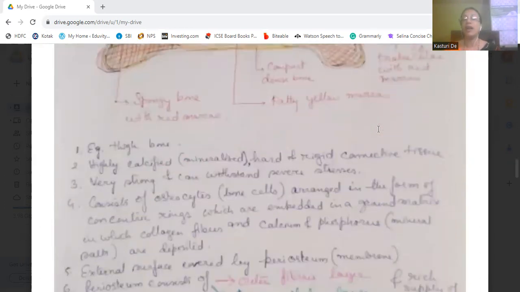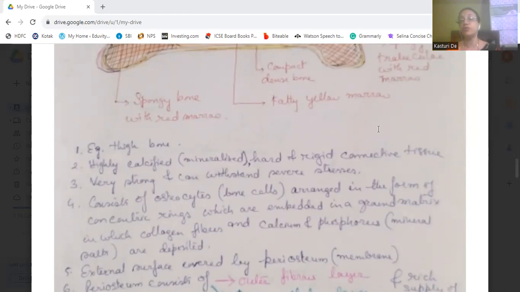Now we see that bone is highly calcified, mineralized, hard and rigid connective tissue. They are very strong and can withstand severe stresses. They do not break very easily. But in old age, the organic part reduces, they become fragile and they can break. But in general, they do not break easily. They can take severe stresses.